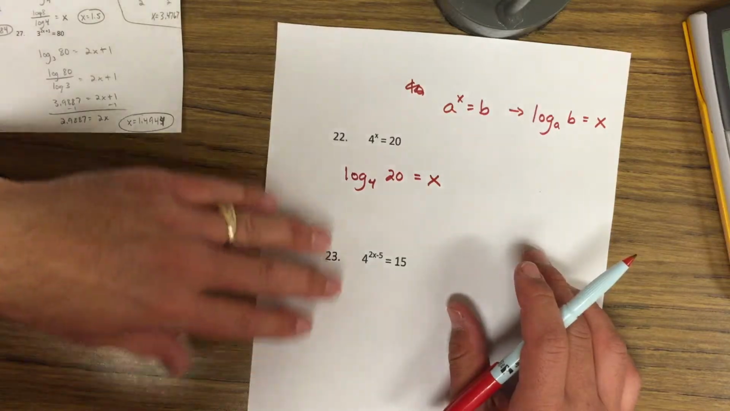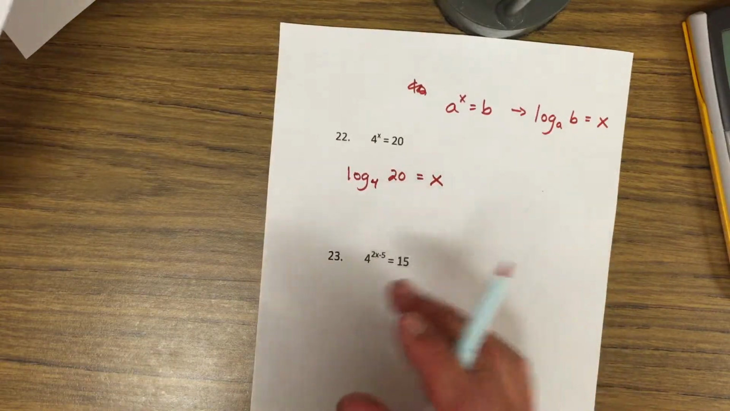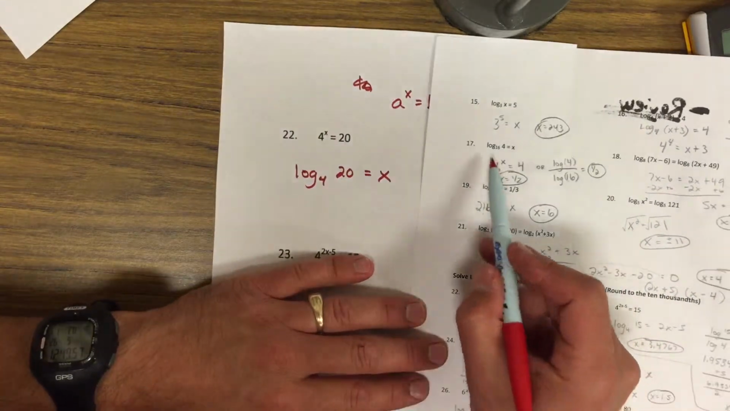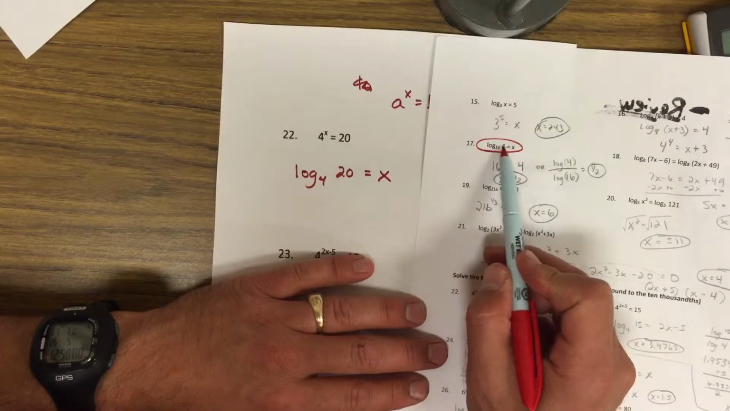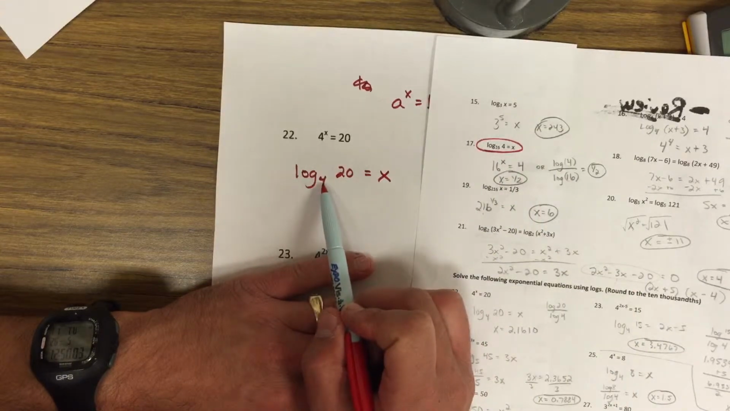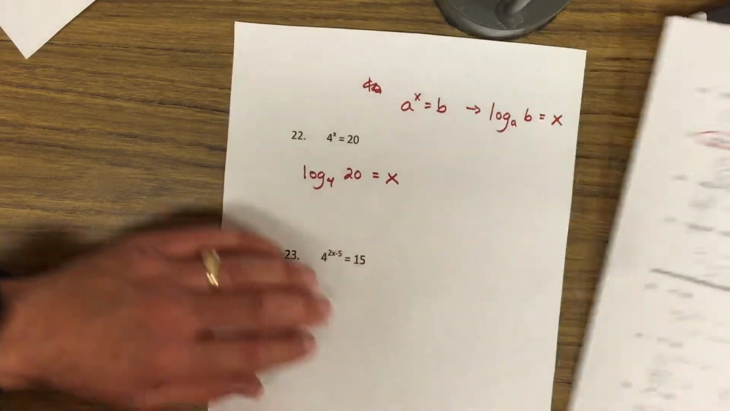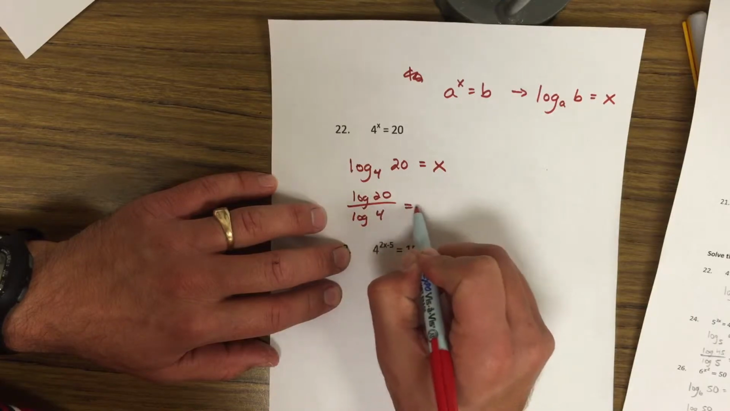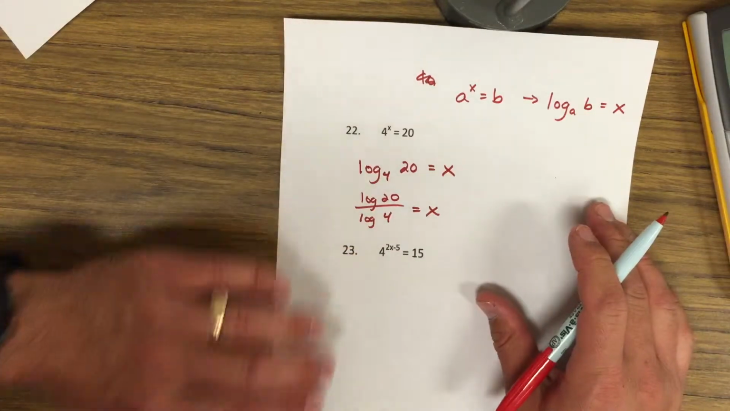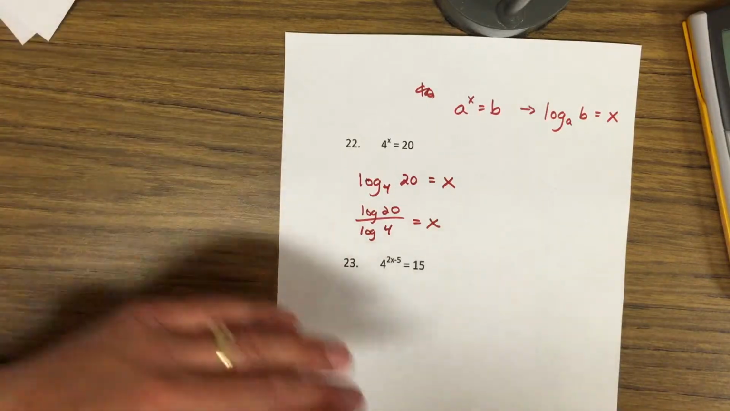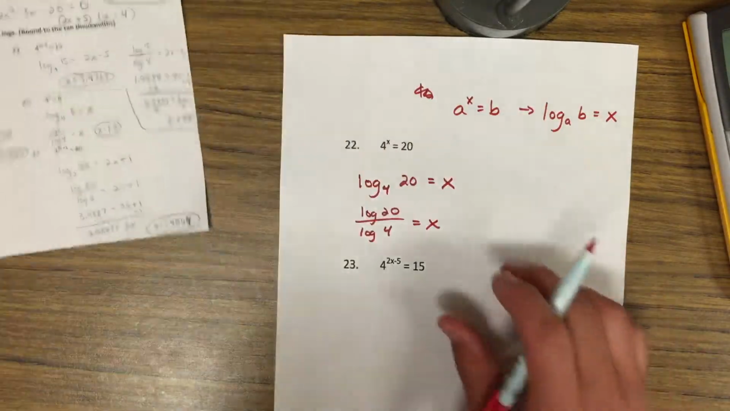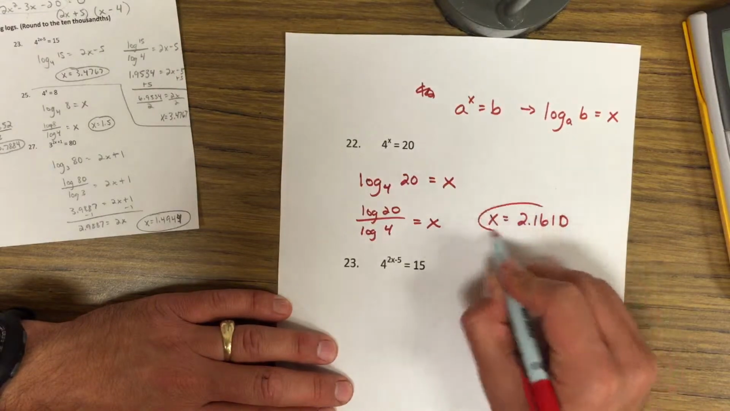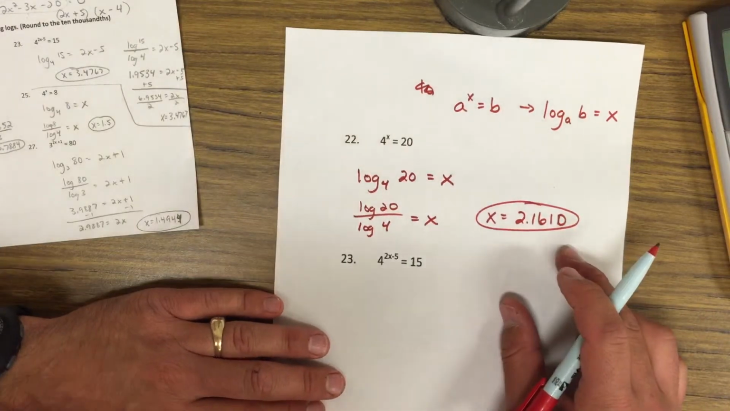So really, this is exactly like question number 17, if you think about it. If you look at number 17 here, you have log base 16 of 4 equals x. Well, I have log base 4 of 20 equals x. So all I have to do is my change of base. Log of 20 over log of 4 equals x. And when I do that, I get a decimal. So you're expecting decimals here for number 22. So you get x equals 2.1610 to the nearest 10,000ths.